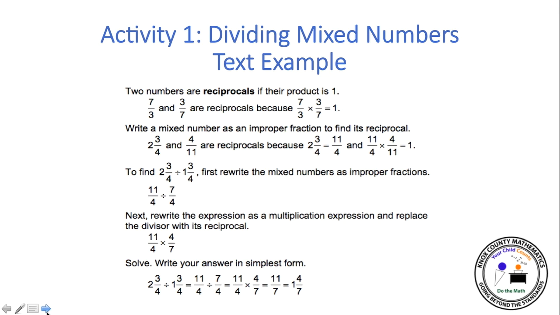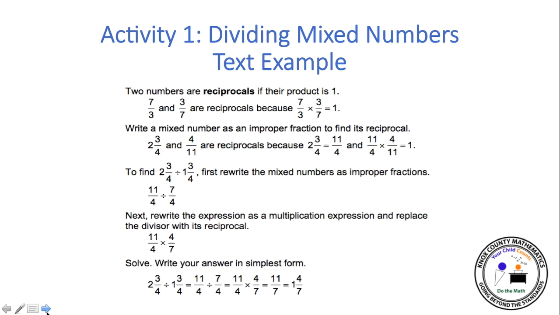Two numbers are reciprocals if their product is 1. 7/3 and 3/7 are reciprocals because 7/3 times 3/7 equals 1. Write a mixed number as an improper fraction to find its reciprocal. 2 3/4 and 4/11 are reciprocals because 2 3/4 equals 11/4, and 11/4 times 4/11 equals 1.